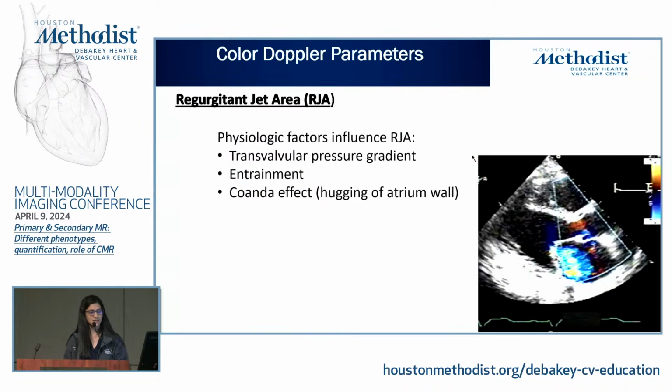All right, shifting gears and talking about the evaluation of MR severity. So one, you've determined your mechanism. And again, if you're unable to determine the mechanism by TTE, then you can always resort to TEE or MRI. The color Doppler parameters used to evaluate mitral regurgitation include the regurgitant jet area. And there are physiological factors that influence this area, including the transvalvular pressure gradient, the phenomenon of entrainment, and the Coanda effect, which we're going to talk about.